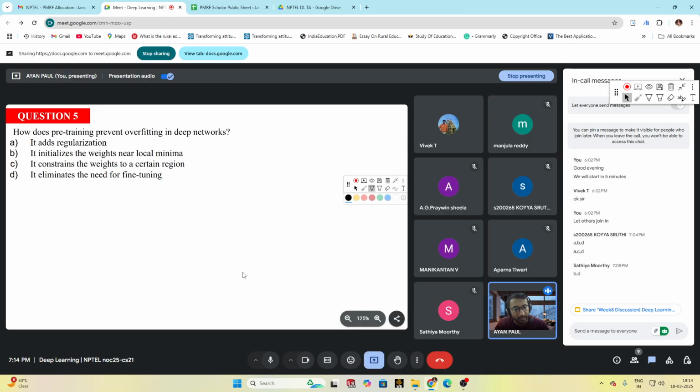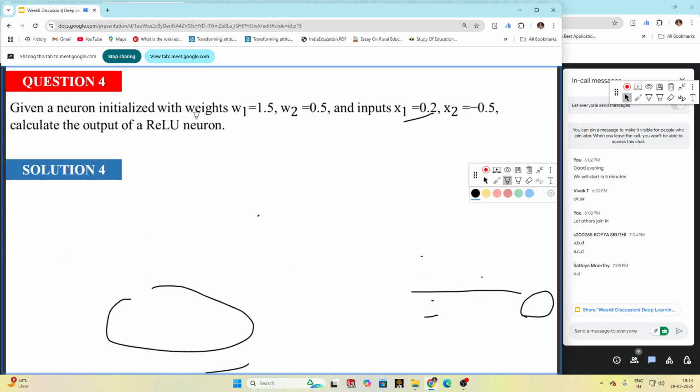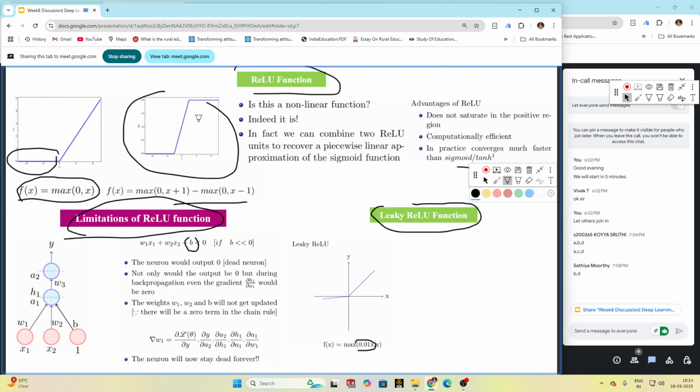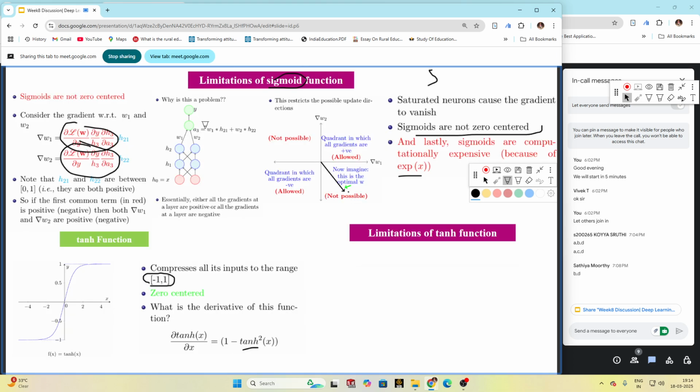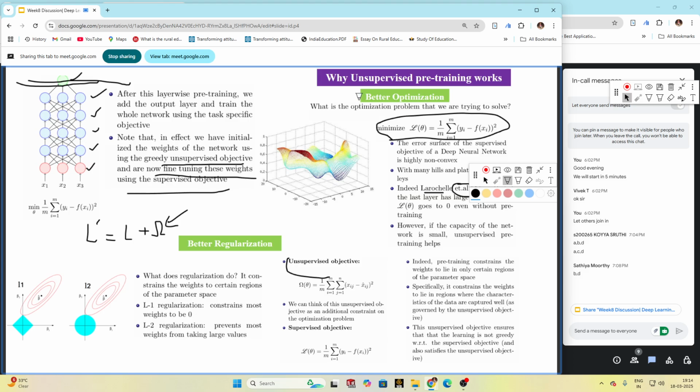Any guesses for this? Okay, so let's analyze this one by one. So pre-training prevents overfitting. So yeah, definitely it will add regularization. I have shown you it does both things, that is regularization and optimization also. Better activation, better optimization, better regularization.